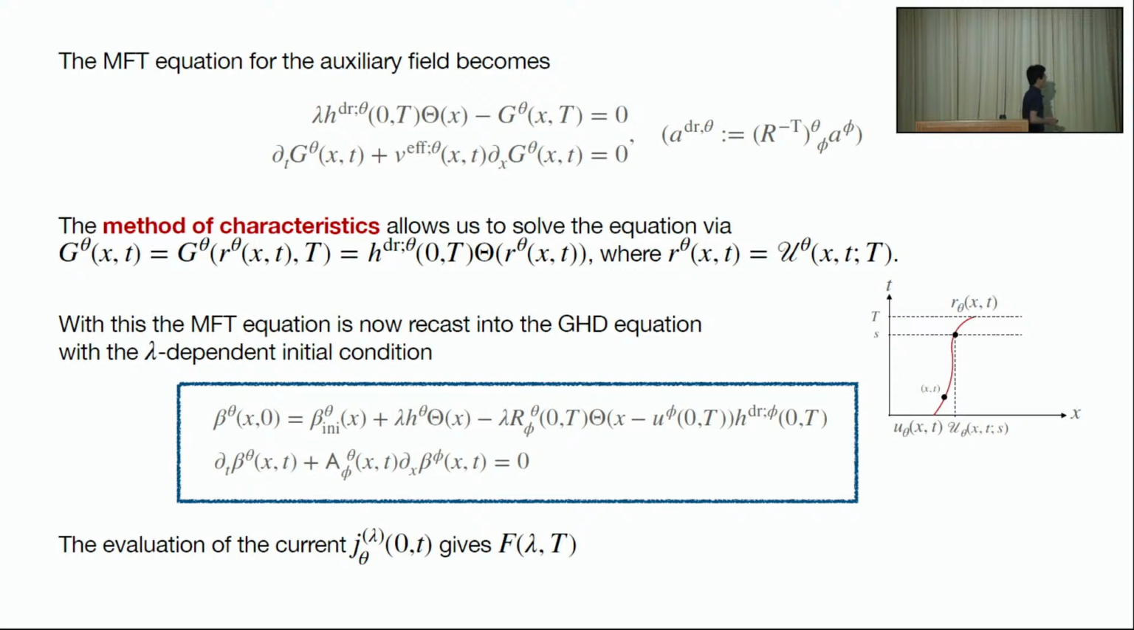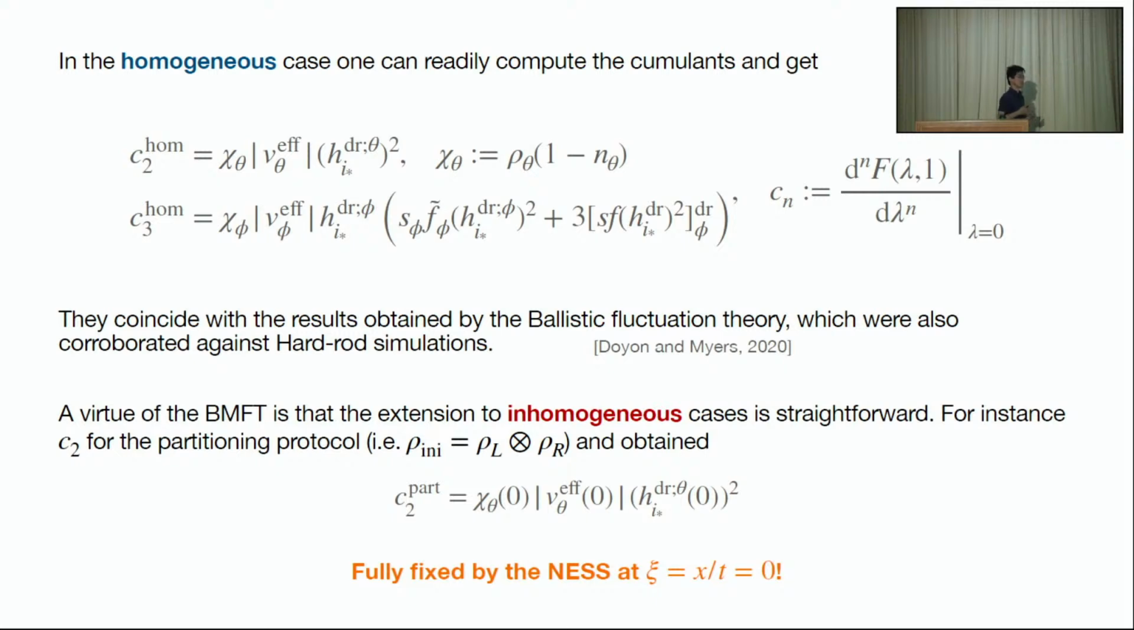Anyway, at the end of the day, you can recast the whole MFT equation into this form, which is the GHD equation with some very non-trivial boundary condition. So you have to work out this equation, which is not always feasible, but in principle you can do it. For instance, in the homogeneous case, let's say thermal equilibrium, you can evaluate the Taylor expansion coefficients of the cumulant generating function, which we call cumulants simply, and they read like this. For example, the second and third one read like this. I didn't really write down the definitions of the quantities because they're not so important. What I want to say here is that in principle you can work these out, though things could be a bit messy. And these are also in agreement with the previous predictions from a different theory, and also agree with the simulations.